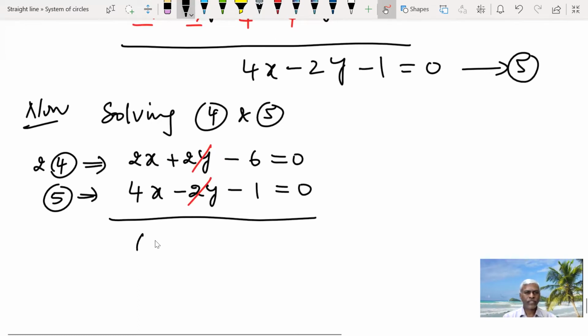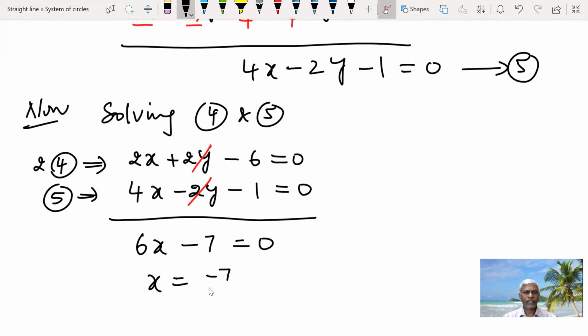4 2 6x minus 6 minus 1 minus 7. So x value minus 7 by 6.